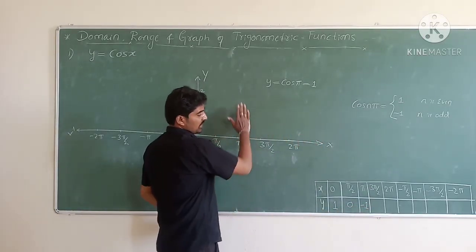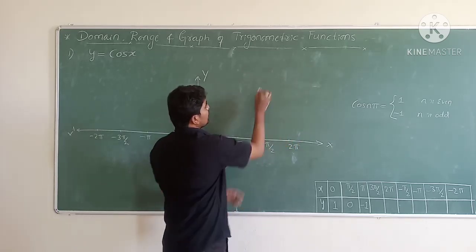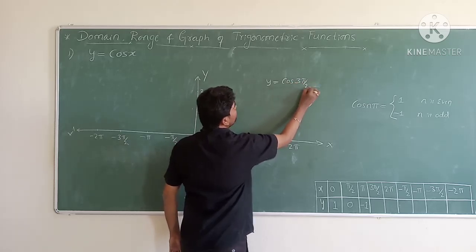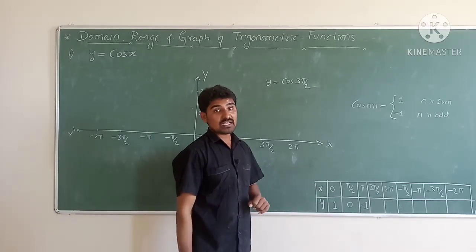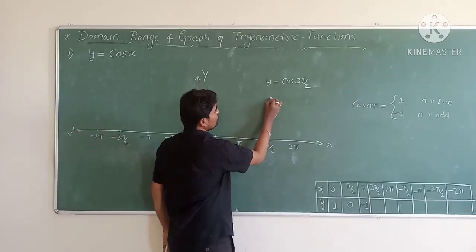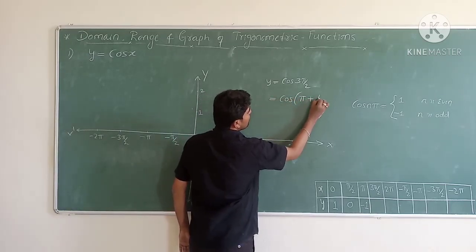And now when x is equal to 3 pi by 2, cos of 3 pi by 2. We know the value of cos pi by 2, but we don't know the value of cos 3 pi by 2. So again, by using the allied angle formula, cos 3 pi by 2 can be written as cos of pi plus pi by 2.